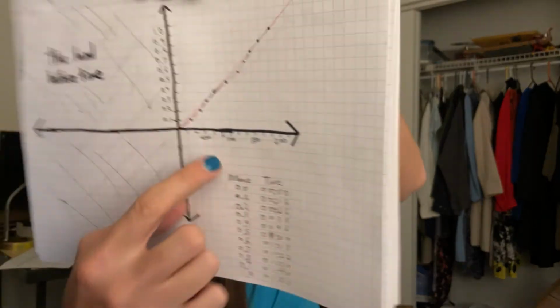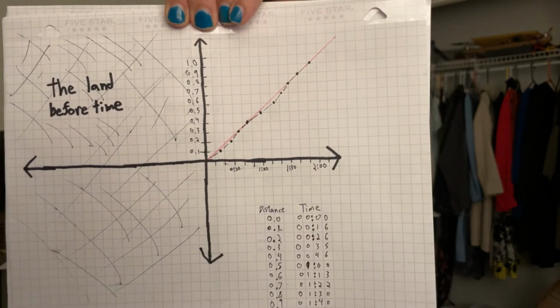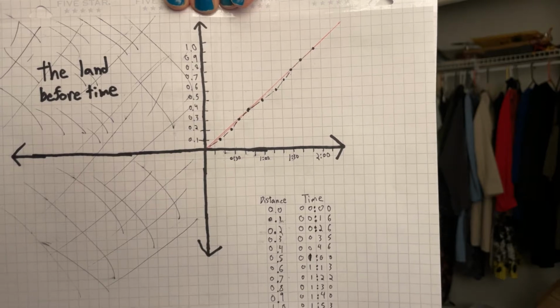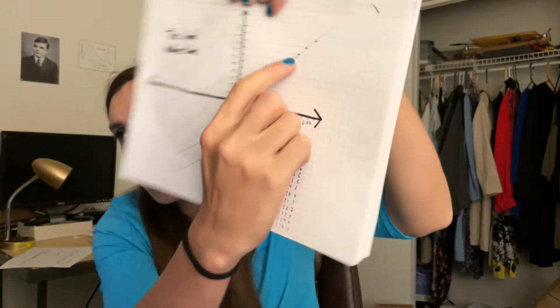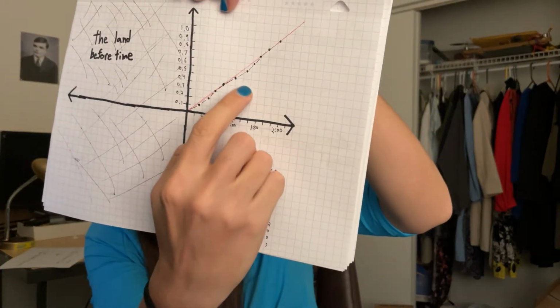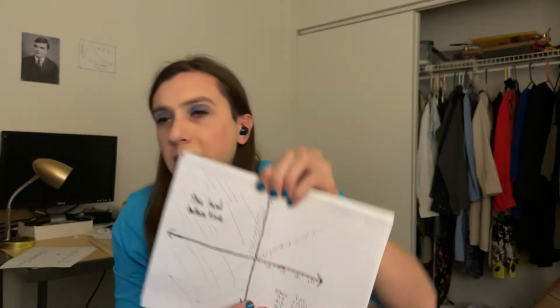Because you see, that red line is a pretty good representation of the speed of the car, right? You see that down here it maybe deviates a little bit as I'm slowing down in a couple of places, but not by much, right?